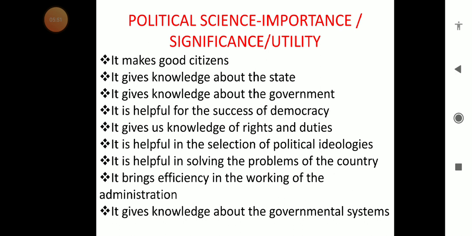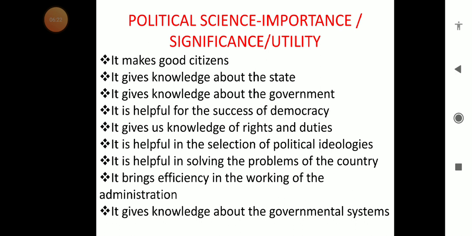So by studying government, people come to know about various kinds of government and are able to differentiate between state and government, and are also able to find out which kind of government is the best form of government. So it is possible only through studying political science. So it is very important to study political science. Move to the next point.